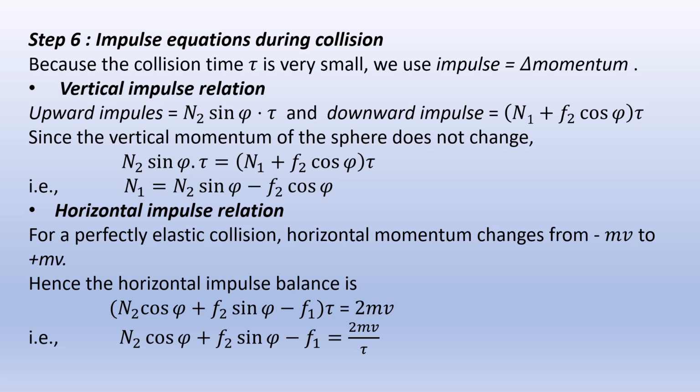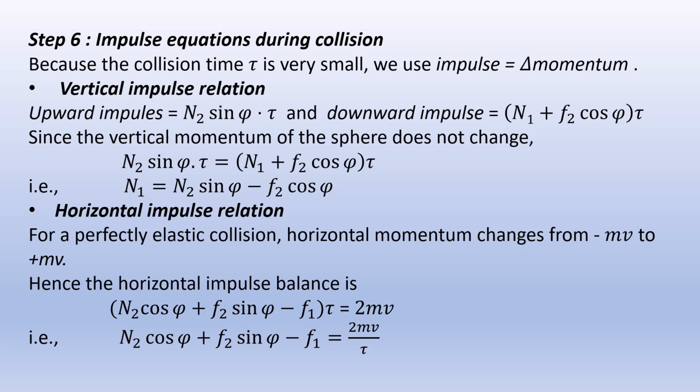Now let us move to the horizontal impulse relation. Since the collision is perfectly elastic, the horizontal velocity reverses direction after impact. And according to the sign convention used here, initially the horizontal momentum is minus mv and after the collision it becomes plus mv. Therefore, the change in horizontal momentum is plus mv minus (minus mv), and this is equal to 2mv. That is why the net horizontal impulse is equal to 2mv.